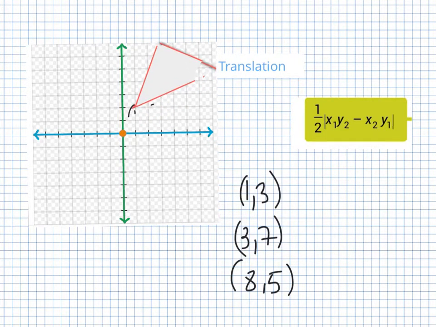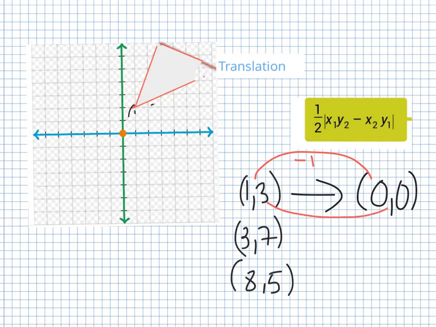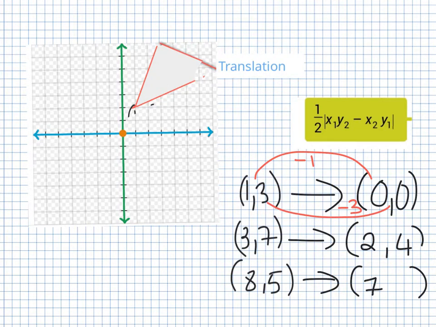So what I initially do is I bring the point 1 and 3, and you can bring any of the points, it doesn't matter, I've just chosen that one, to 0, 0. Let's have a look at the translation and see what I did. So I actually moved the x value by a -1, and I moved the y value by a -3. And what I'm going to do here, guys, is proceed and do the exact same in the other two instances. So my 3 will go down by 1, which will be 2. My 7 will go down by 3, which is 4. My 8 will become a 7, and my 5 will become a 2.